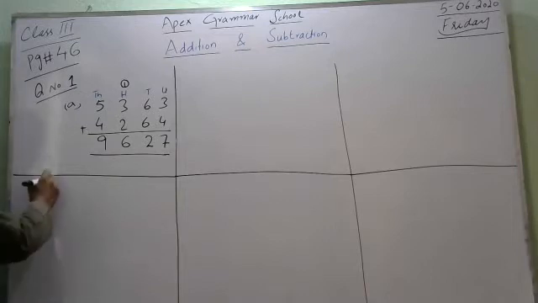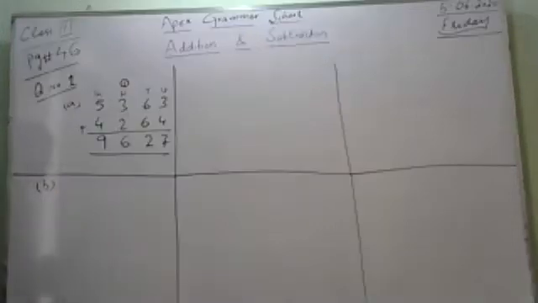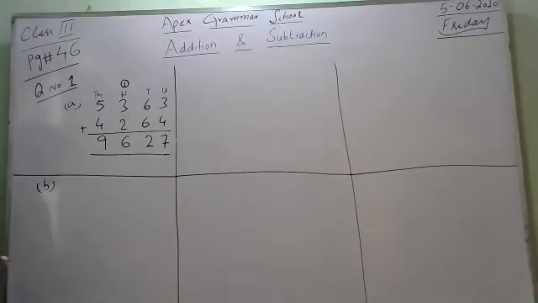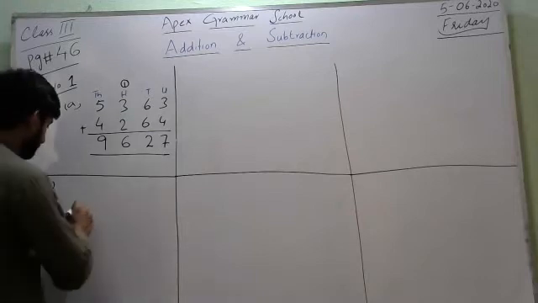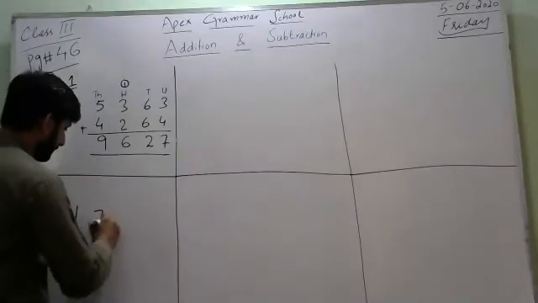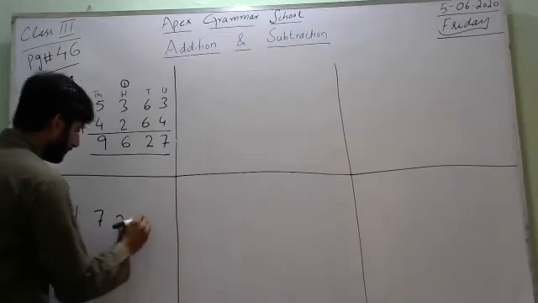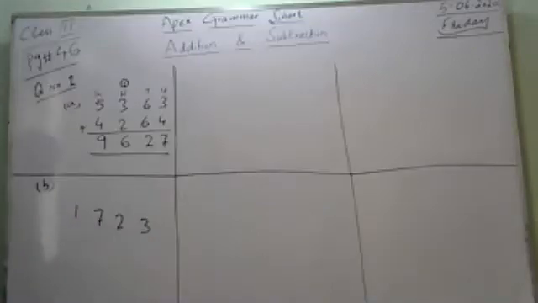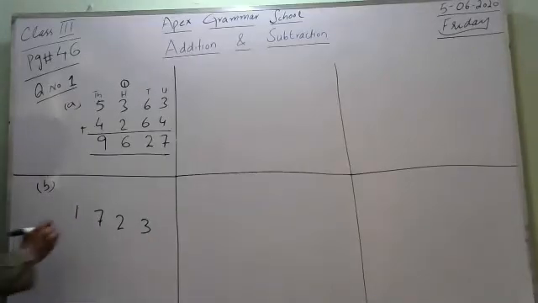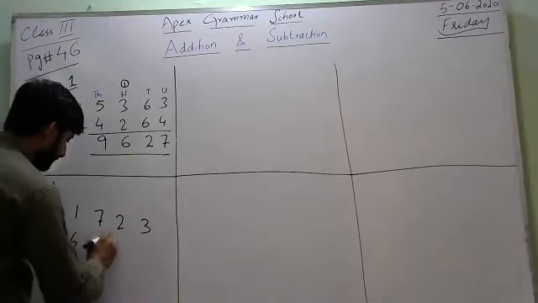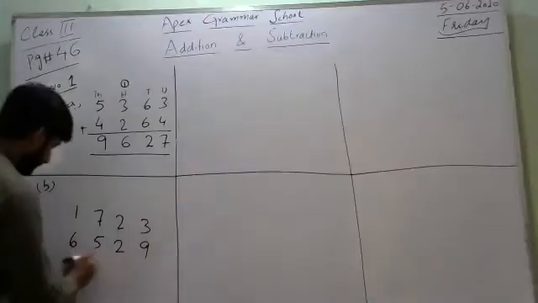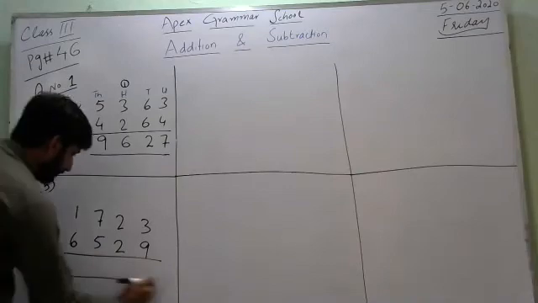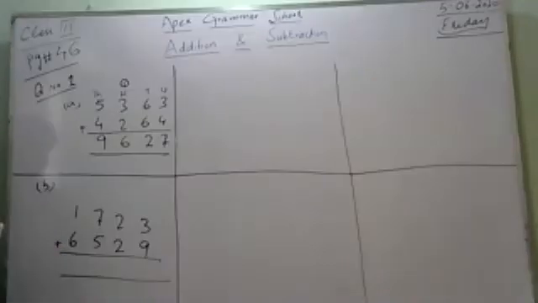B part of this question. 1, 7, 2, 3. Plus 6, 5, 2, 9.